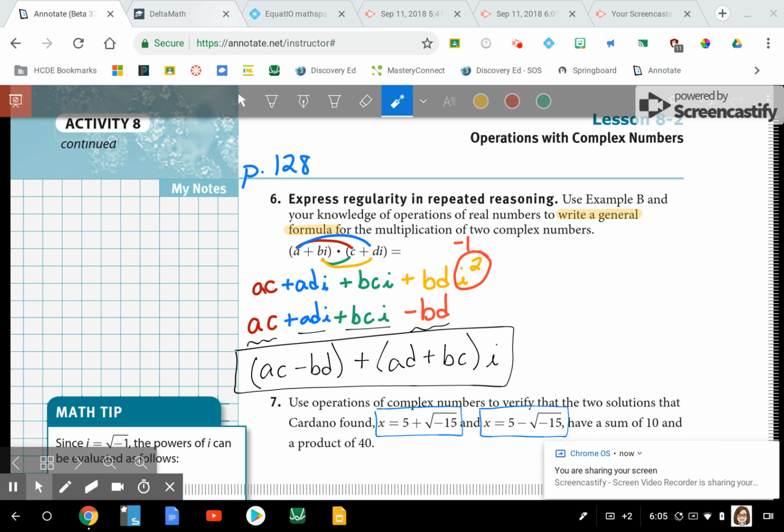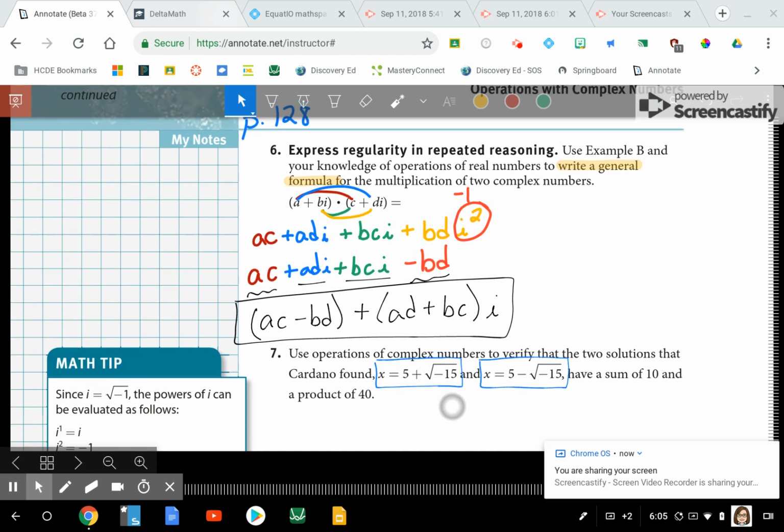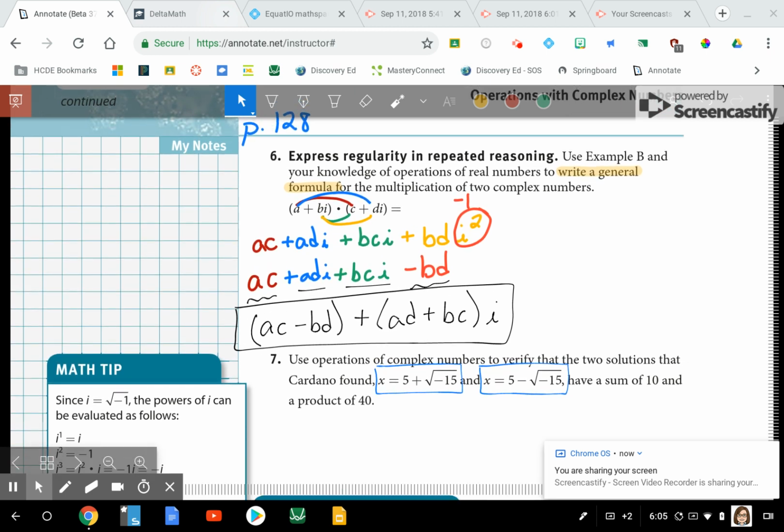So if you don't understand all of the letters, that's fine. Just go ahead and jot it down in your notes so you have access to it so you can see it. But we're basically just FOILing or using the box method to combine these terms. So that finishes up multiplication. So we're going to move on to the last concept, which is complex conjugates. So let's turn to the next page.